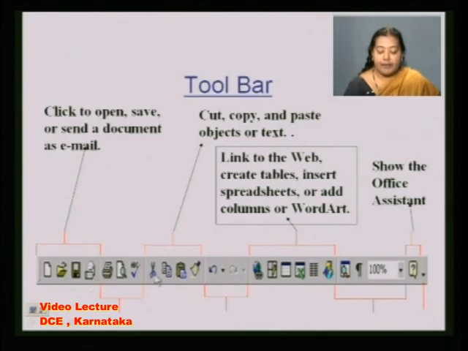Now we'll see these option. See, you can see a scissor here. See, there is a scissor symbol. So this is for cut, scissor means cut, then this is for copy, and this is for paste, and this is for object or text. So all this are for cut, copy, paste.